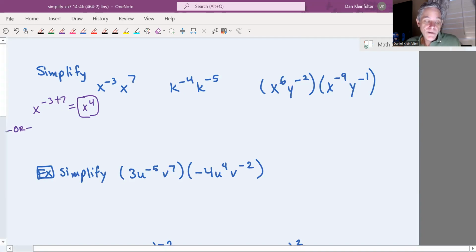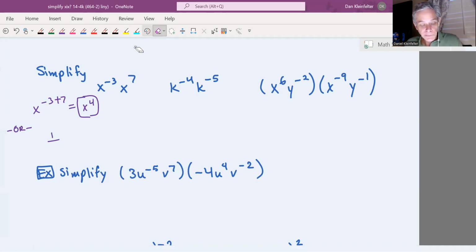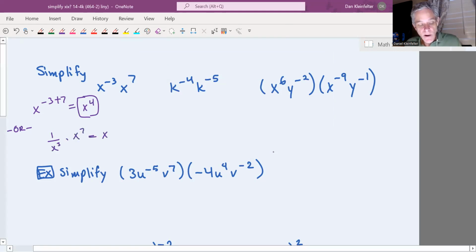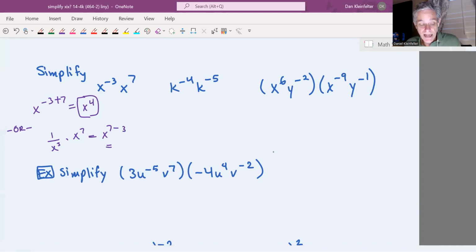If you really wanted to, you could use the rule that we just had on the previous screen. x raised to the minus 3 power would be the same as 1 over x raised to the 3rd power. And then we're multiplying that by x to the 7th power. If you do that, then now we have x to the 7th divided by x cubed, and so we're subtracting exponents. We'll still get, of course, x to the 4th power.